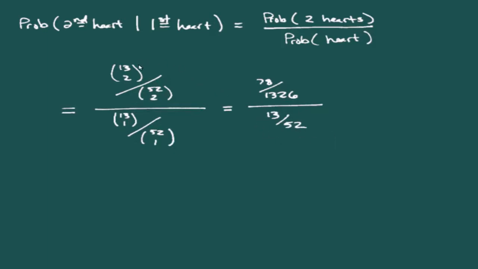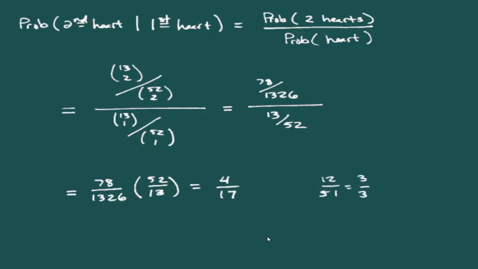And so 13 choose 2 is our 78. 52 choose 2 is 1,326, divided by 13 over 52. Well, dividing by a fraction, we multiply by the reciprocal. So this gives us 78 over 1326 times 52 over 13. Now, when we multiply those fractions and simplify them, it comes down to 4/17.